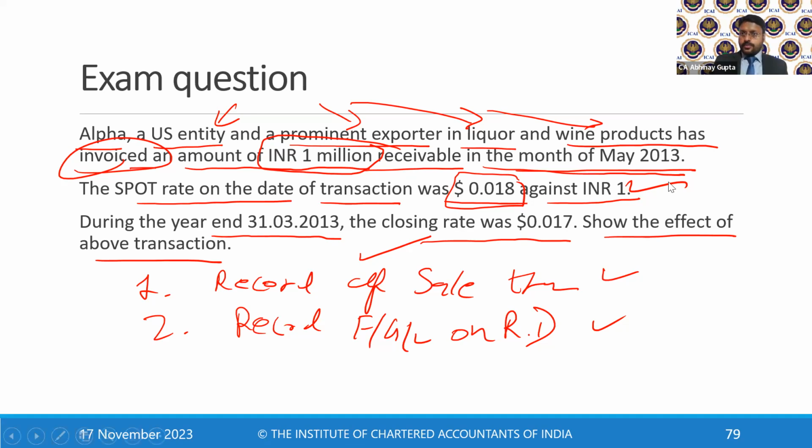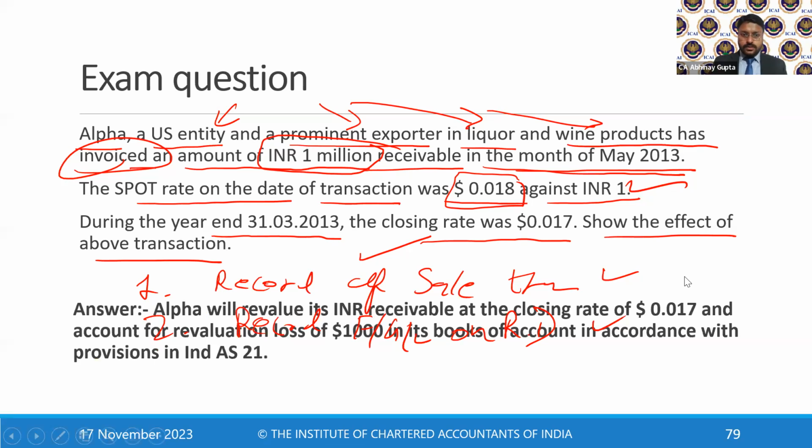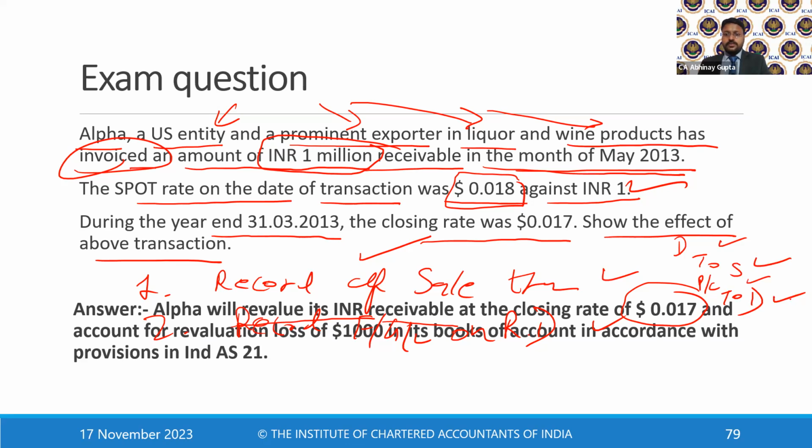Okay. I hope you must have solved this question. So let's see what is the correct answer. Alpha will revalue its INR receivable at the closing rate. So since sales are being made, the first entry would be debtor account debit to sales account. The second entry would be that the debtor will be reinstated, right? So if this is a profit, then P&L will be credited. If this is a loss, then P&L will be debited. Here in this case, there is a loss, a revaluation loss. So what we will do, P&L will be debited to debtor, right? So debtor to sales and P&L to debtor. This would be the entry.